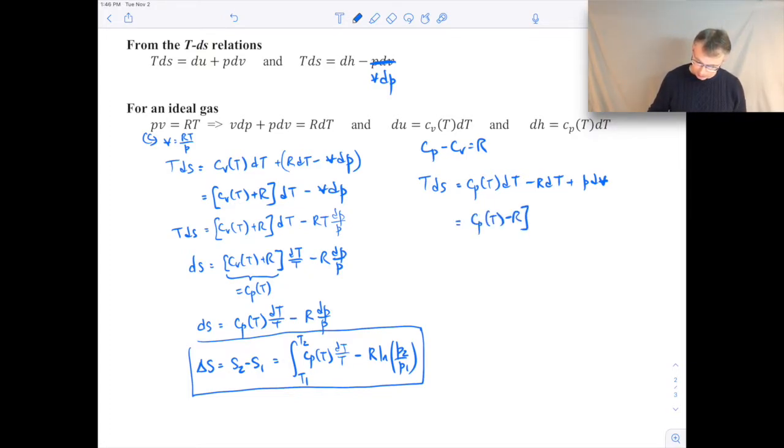Cp(T) minus R times dT. And then instead of PdV, I'm going to again make use of the ideal gas law. I'll just rewrite that as P is equal to RT over V. And I'm going to substitute that in right here for that P. So I'll get plus RT dV over V. Again, divide through by temperature.